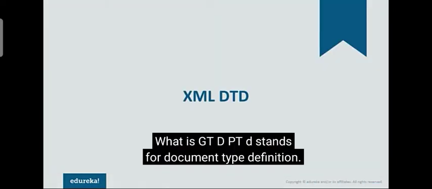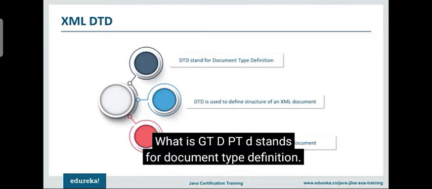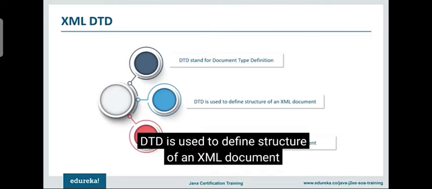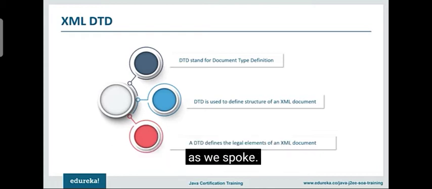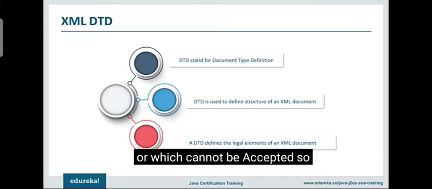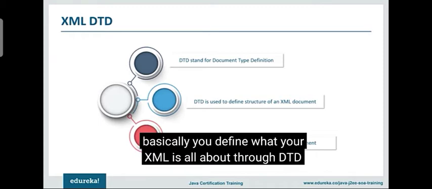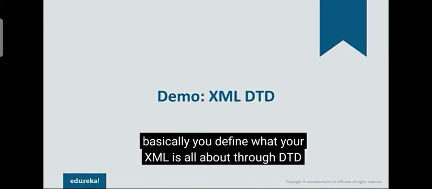So let's see what a DTD is. DTD stands for Document Type Definition. DTD is used to define the structure of an XML document. A DTD defines the legal elements of an XML document. As we spoke, it defines the legal elements, or which cannot be accepted. So basically, you define what your XML is all about through a DTD.